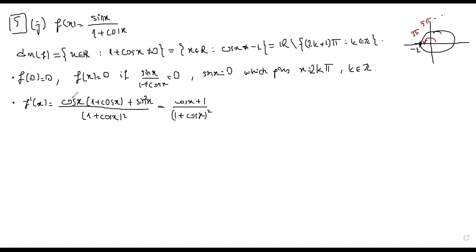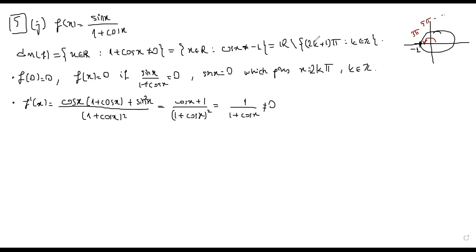How did we get it? Just distribute this function: cosine x plus cosine squared plus sine squared. Cosine squared plus sine squared is equal to 1, so we have this. Now we can simplify and get 1 over 1 plus cosine x. And this is not equal to 0 for any value of x. But remark that 1 plus cosine x is 0 when x's are in here.